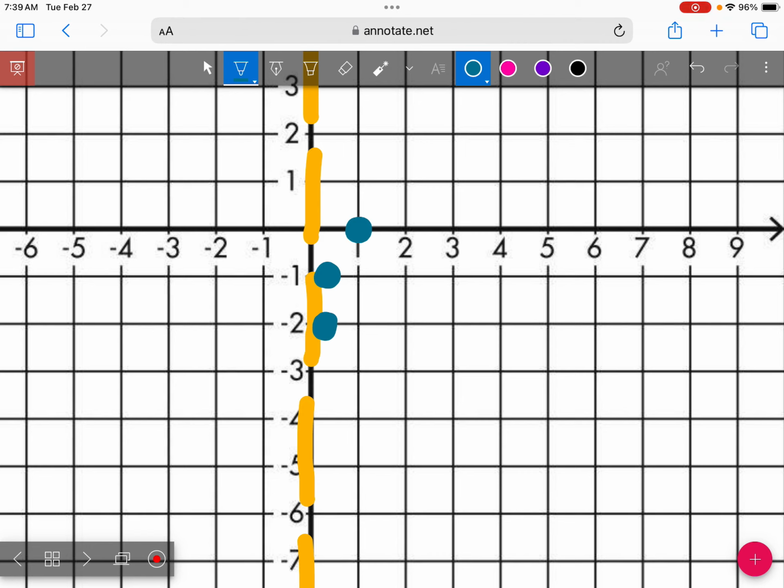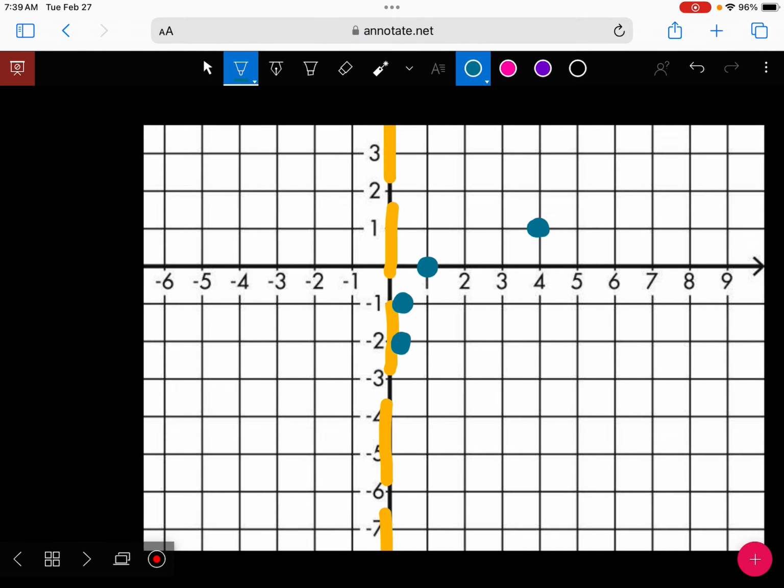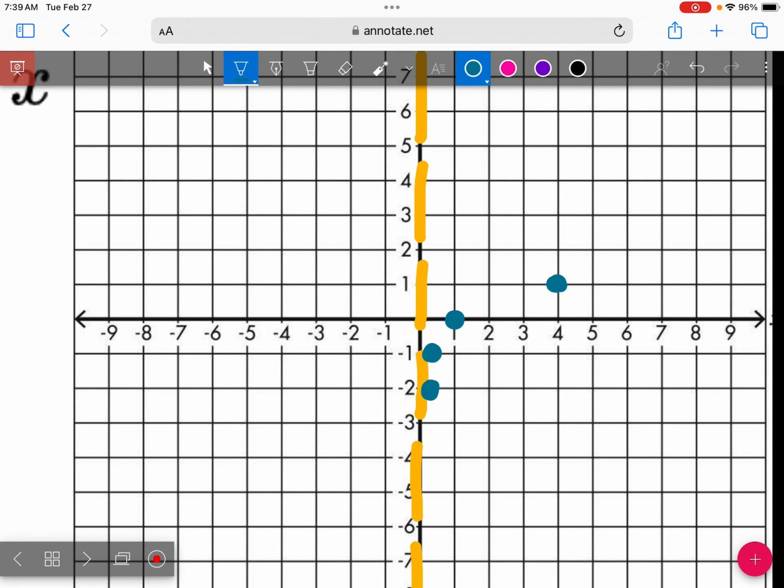X is 1, y is 0. X is 4, y is 1. And 16, 2 is way off the graph over there. So we're going to connect these pieces up and not cross the asymptote. You can get real, real close to it, but it does not cross.